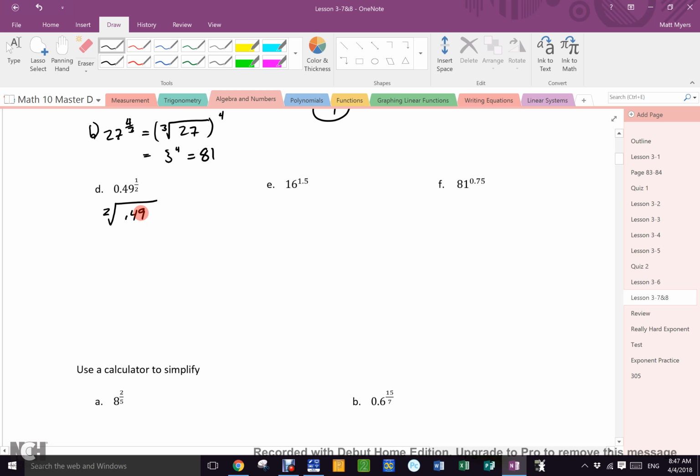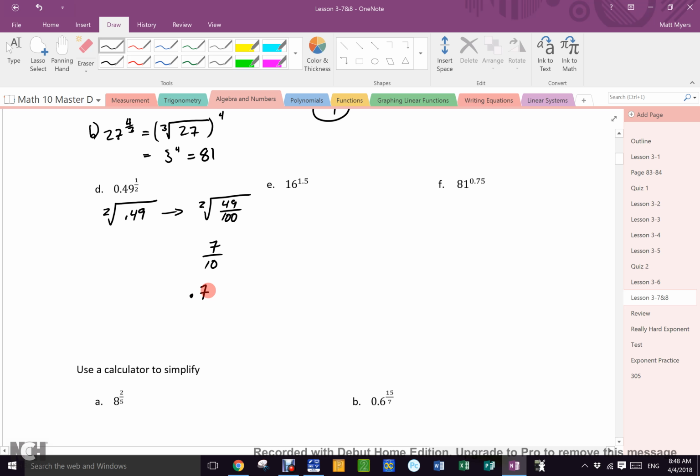Now, this causes kids some problems, because I can see right now a bunch of people are already reaching for their calculator. But there's no need to. Because 0.49 is what? No, just 0.49. What is it? 49 over what? 100. So if I have to square root everything under there, what's the square root of 49? 7. What's the square root of 100? 10. So this answer is 7 over 10, which is, of course, 0.7.